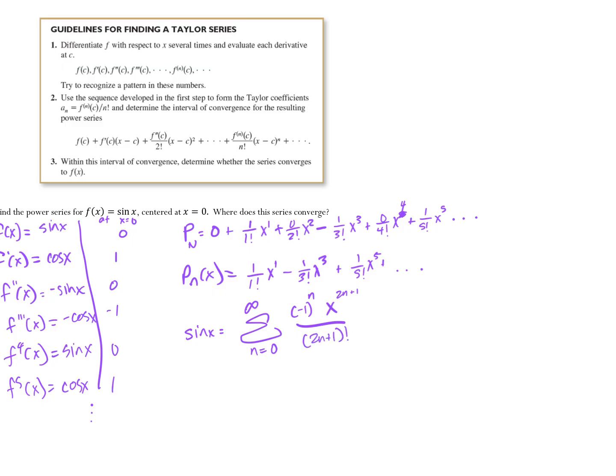This becomes 2n plus 1 factorial, because it's the same, right? It's third, 3 factorial, fifth, 5 factorial.